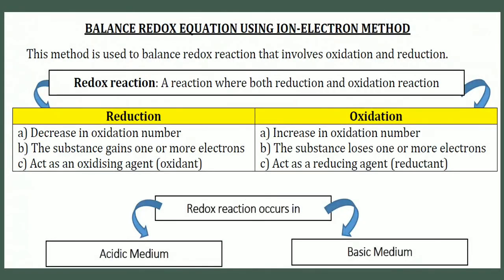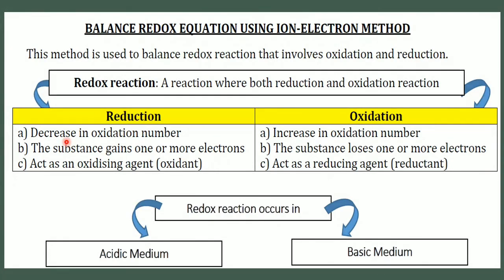Okay, so next we are going to learn how to balance redox reaction using ion electron method. So the difference between redox reaction and chemical equation is redox reaction will involve oxidation and reduction. So it means that some of the atoms, their oxidation number have changed.